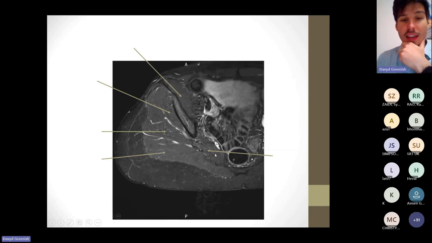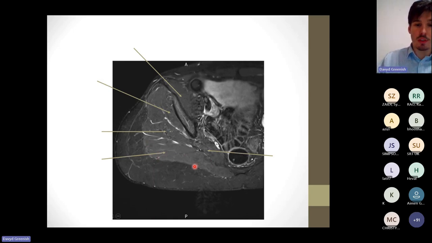So this is the right. You could probably just about say this is right as opposed to left here. So this is the right piriformis muscle. We're trying to orientate ourselves now. We think we're in the pelvis. We can see a bit of bowel here, a little bit of bladder anteriorly, and the abdominis muscles anteriorly here. So we're thinking, okay, we're in the pelvis.